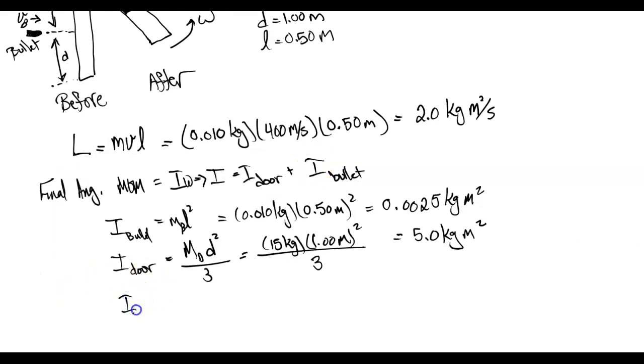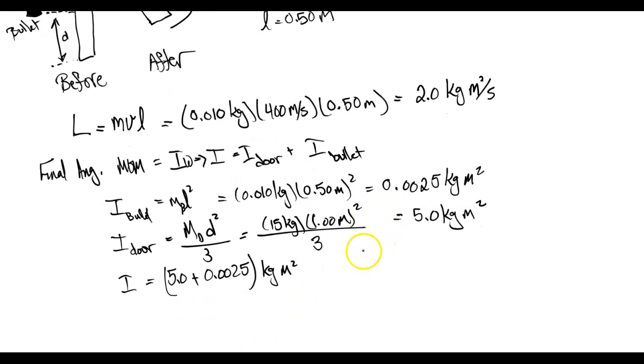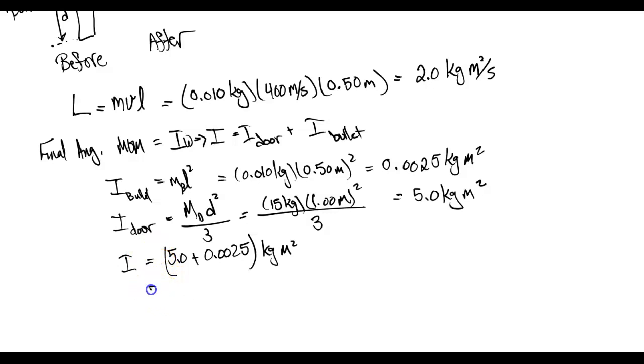So I total then is going to equal the sum of those two. And so that's 5.0 plus 0.0025 kilogram meter squared, or 5.0025 kilogram meter squared.